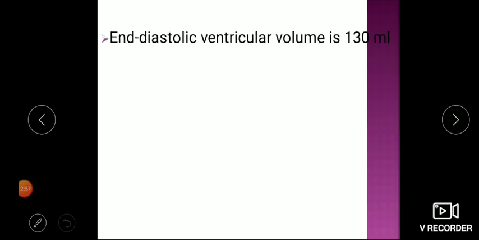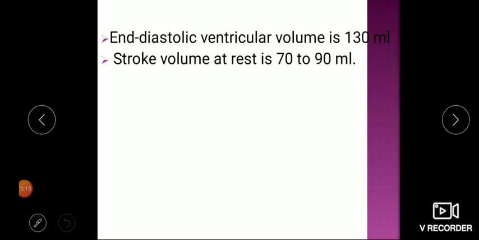At the end of ventricular diastole, basically at the beginning of ventricular systole, whatever amount of blood is present in the ventricle is called the end diastolic volume. So this is around 130 ml, meaning at the beginning of systole, this much blood is there in the ventricle. This is called the end diastolic volume, at the beginning of systole, that is the end of diastole.